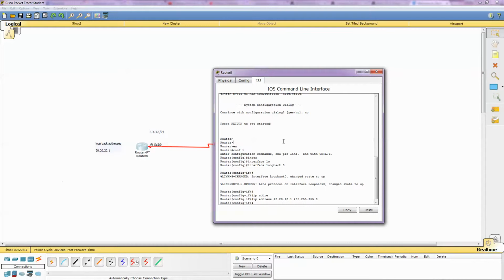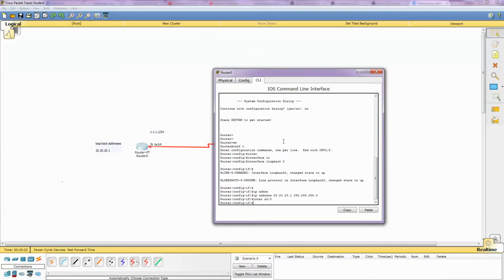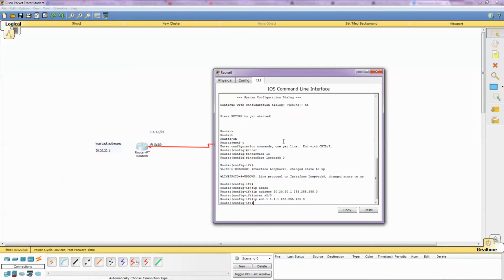Now I will go into interface serial 2/0, and here I will set up IP address 1.1.1.1 with subnet mask 255.255.255.0. I have set its subnet mask with CIDR 24, and that's it.